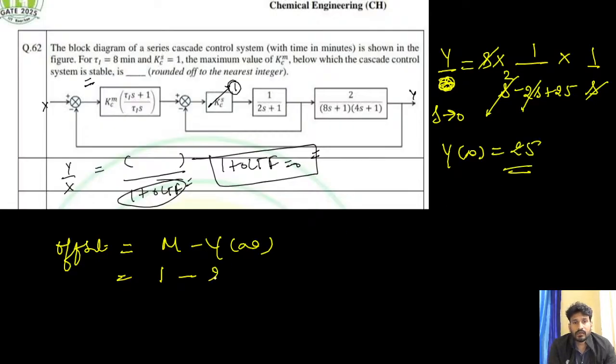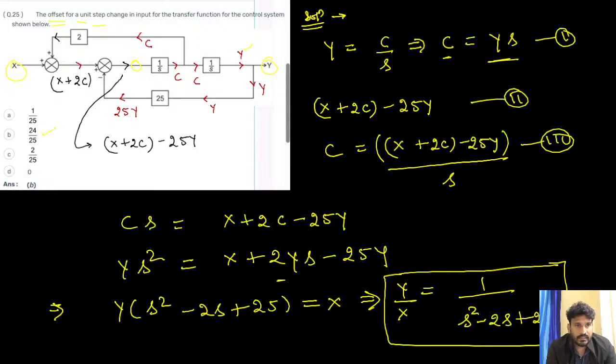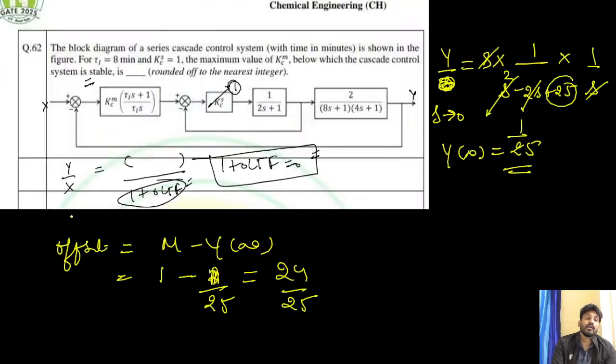Put here. It is my 1 by 25. So it is my 1 divided by 25. So what we will get offset? 24 divided by 25. So I think this is my correct option. Please let me know if you have any problem, guys. Clear or not?